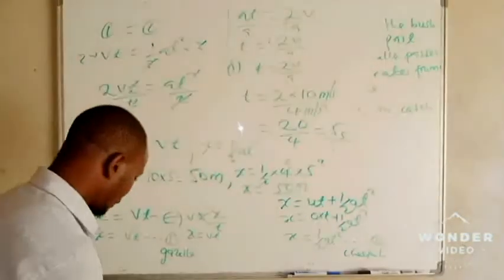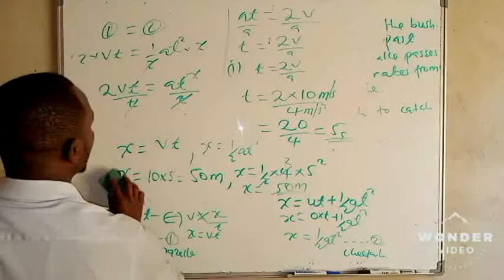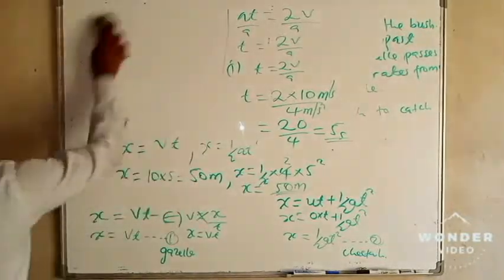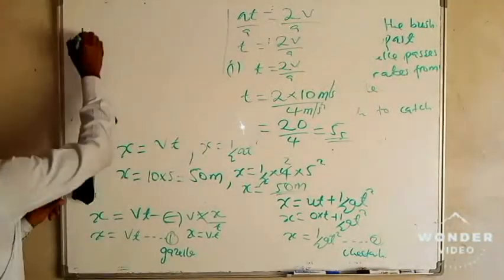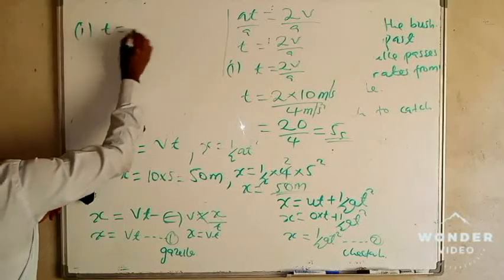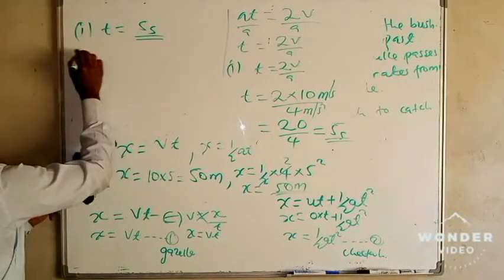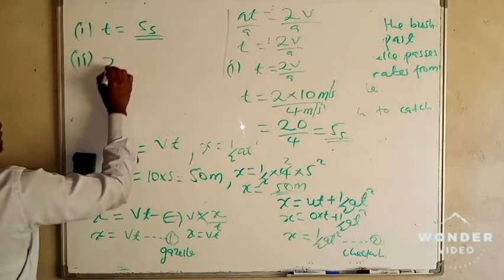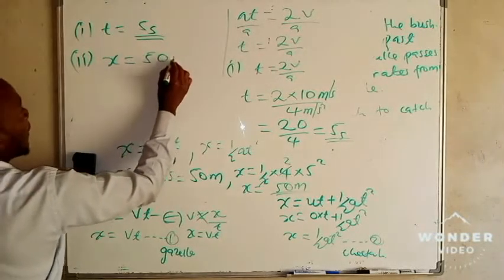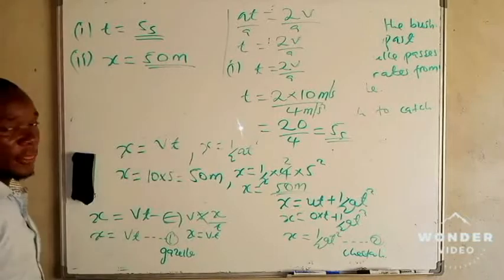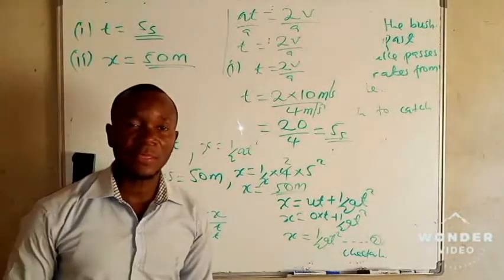So the values that we have are: one, the time is 5 seconds, and two, the displacement is equal to 50 meters for both the gazelle and the cheetah. Thank you so much.